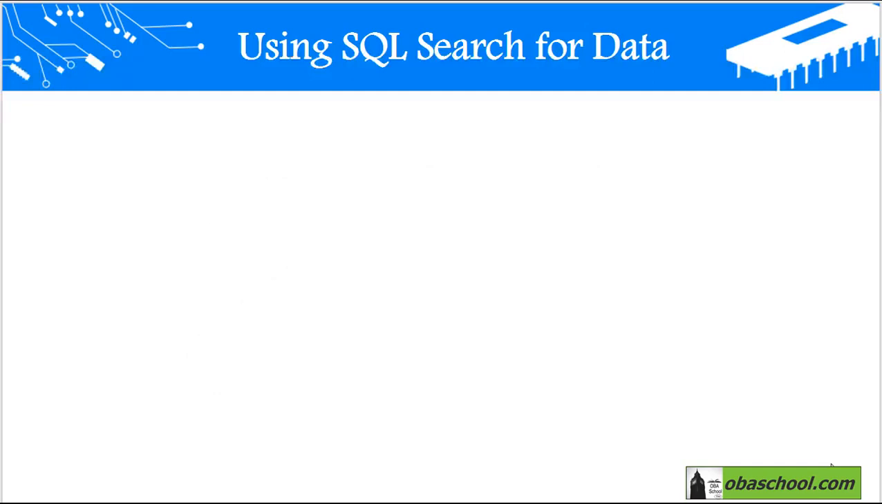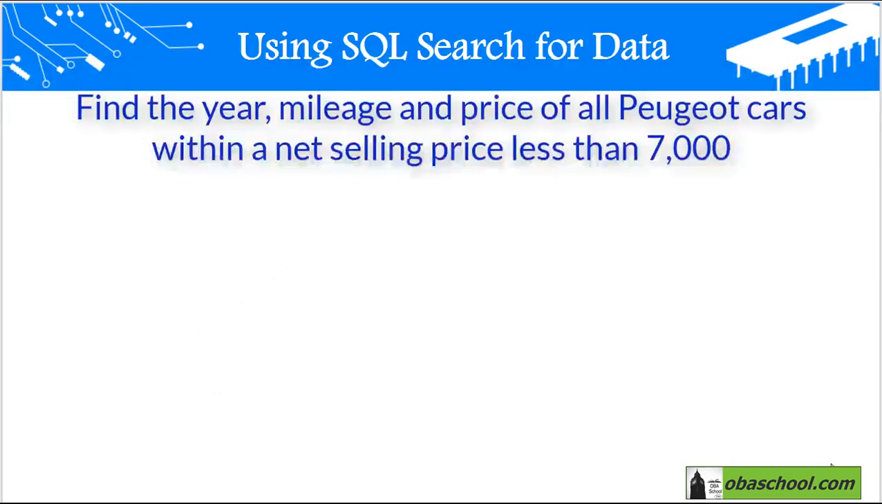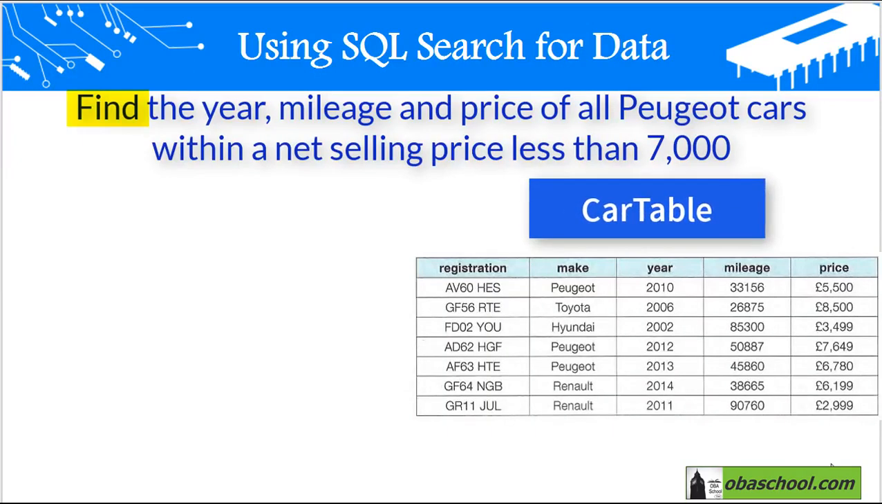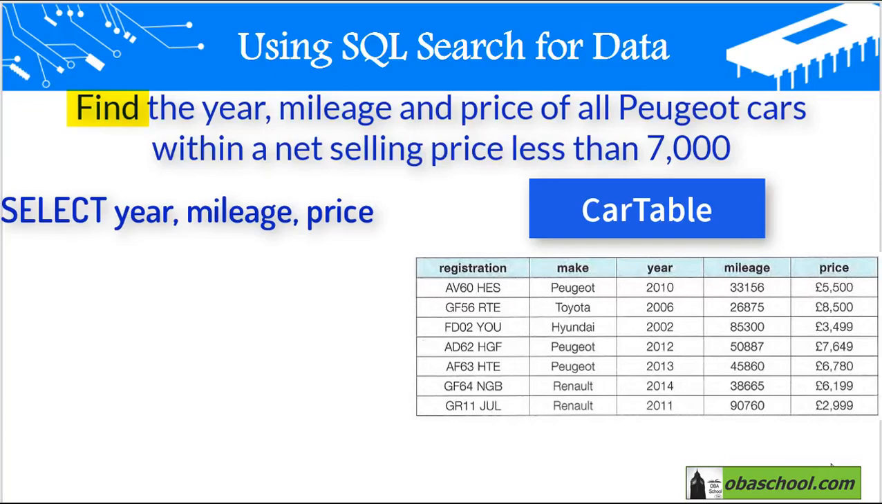We will take another example which said use an SQL statement to find the year, mileage and price of all Peugeot cars with a net selling price less than 7,000. So when we have find, it means to select. So now we select the year, mileage and price. From where should we select them? From car table.